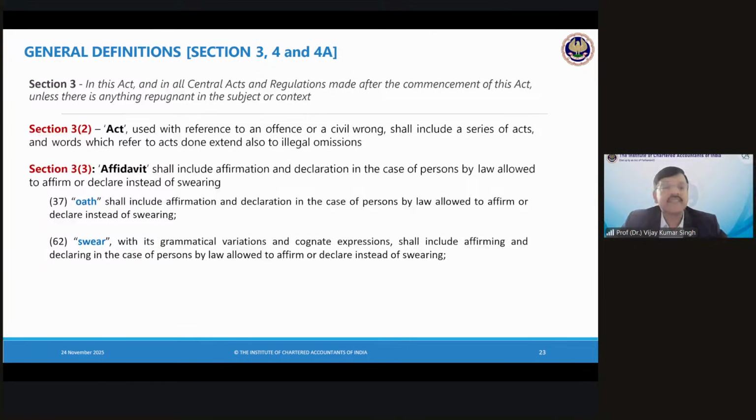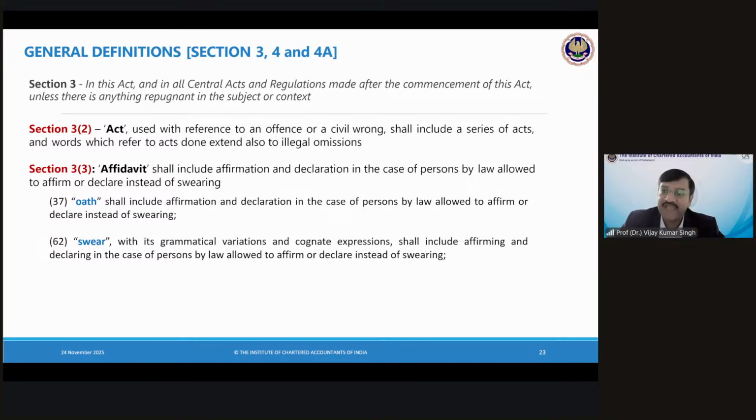Now, 3 subclause 3 defines affidavit, and I have tried to categorize the definitions into one section. So you can see here we have included subclause 37 and 62 also because they are related concepts. So I have tried to give you the concepts in one bucket so that it becomes easier for you to understand. So first thing which we discussed is with reference to the action or omission, which has been defined as an act with reference to civil or a criminal wrong or offense. Okay. Section 3 subclause 3 defines affidavit.